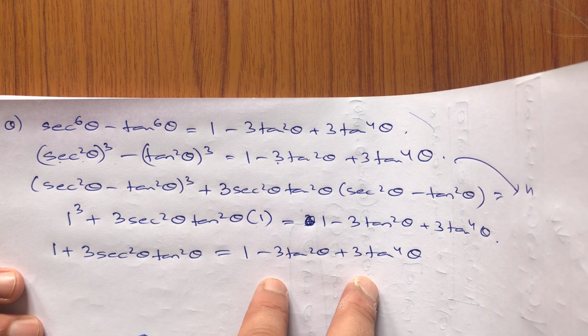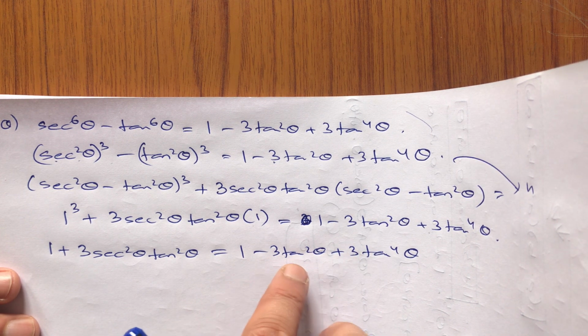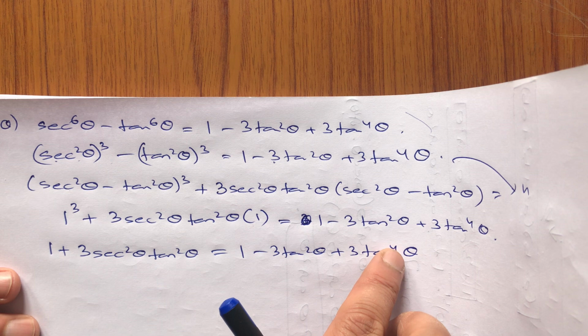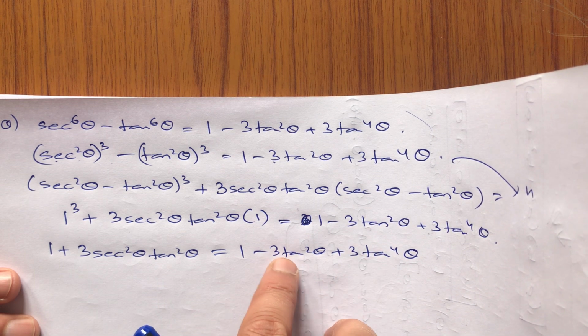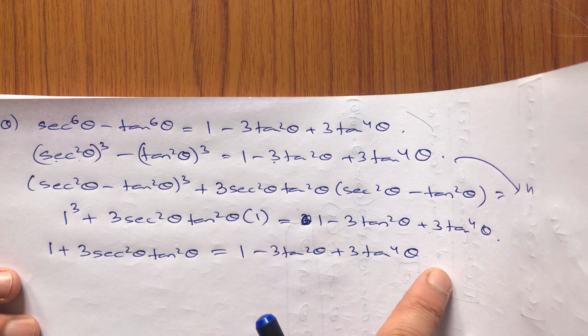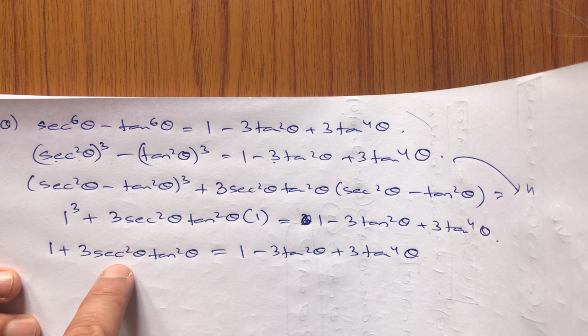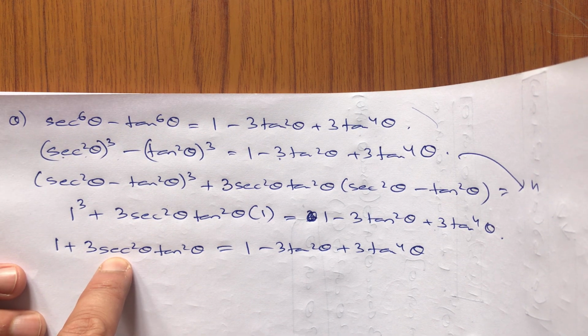When I compare the left and the right, on the right hand side, the only trigonometric term that we have is a tan. Though the power and all is different, we focus only on the trigonometric term. We have tan and tan, only tan. On the left hand side, we have tan over here also, but the extra thing on the left hand side is a sec.